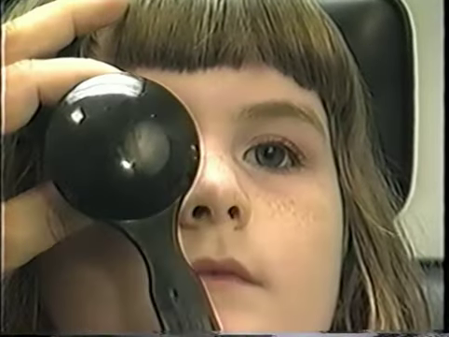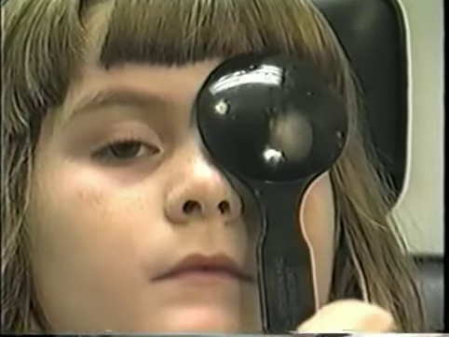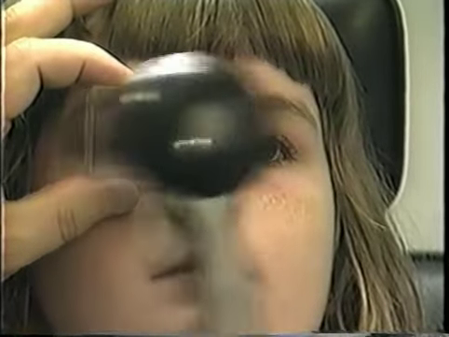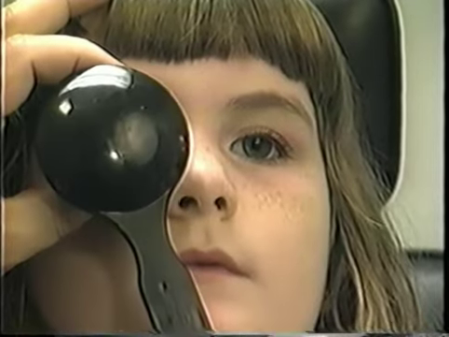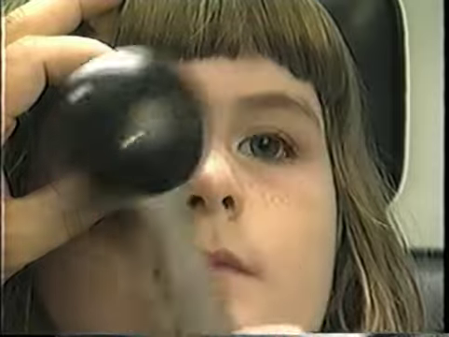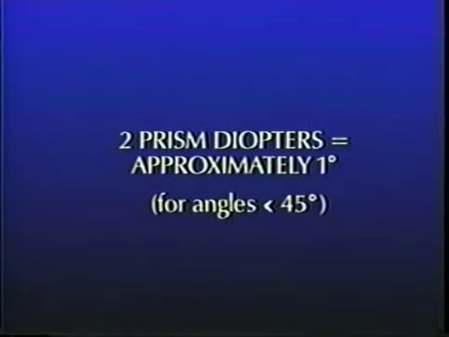When the prism power is correct, no movement occurs as the cover is switched from one eye to the other. Strabismus deviation is the amount of prism power required to achieve this effect. This endpoint is called neutralization. The deviation is measured in prism diopters.